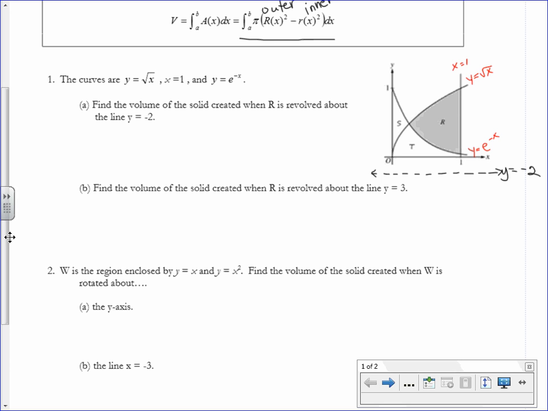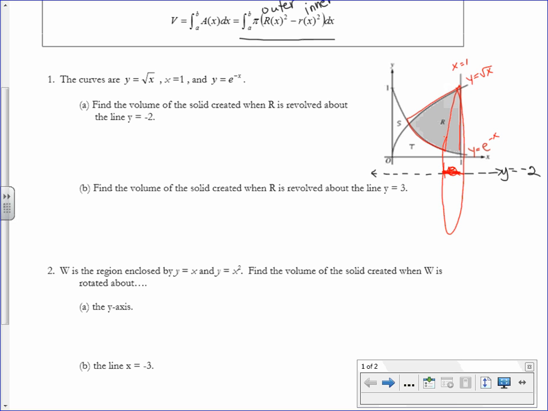So if I spin R, this region right here, around the line y equals negative 2, I end up getting something a little wonky that looks like that, with the middle being right here on y equals negative 2. So if I spin it, it has a hole in it. And I know that this area right here is going to be the middle of my washer. Whenever we talk about the volume of something with a hole in it, I always reference the outer radius and the inner radius.